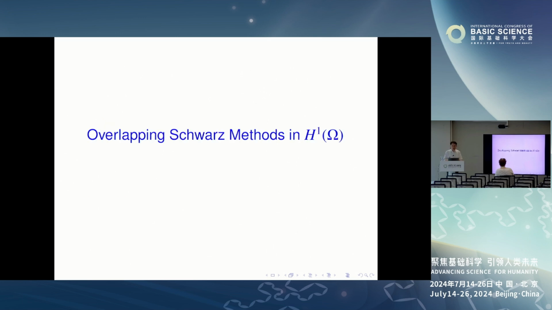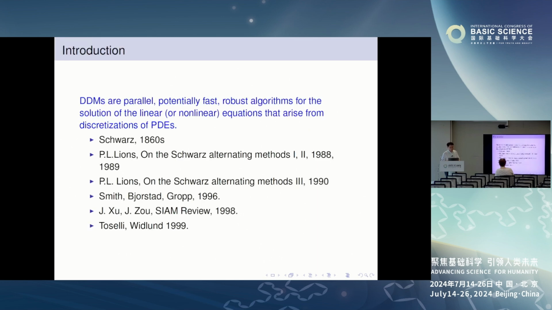In the first part, I will introduce the overlapping Schwarz method in the H1 space. H1 is a Sobolev space. First of all, I introduce the domain decomposition method. It is well known that domain decomposition is a very powerful method. It is a parallel, potentially fast and robust algorithm for solving linear or nonlinear equations that may arise from the approximation of partial differential equations by the finite element method, the finite volume method, the spectral method, or other methods.